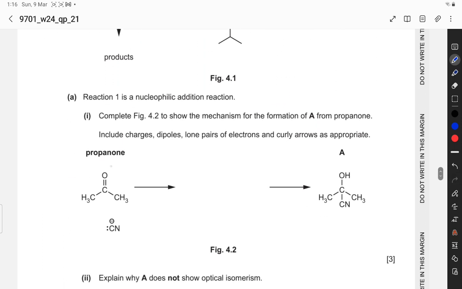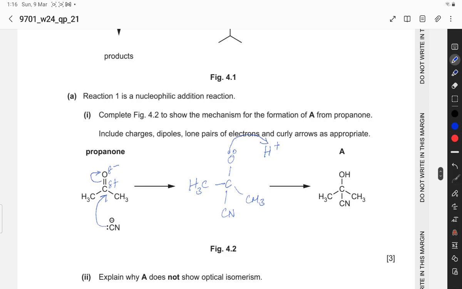So the dipole is partial negative, partial positive, and the compound is H3C-C(OH)(CN)-CH3. This is H positive, and this compound is formed.